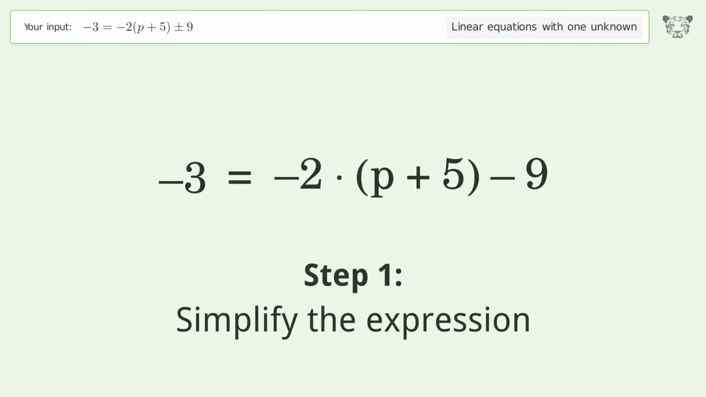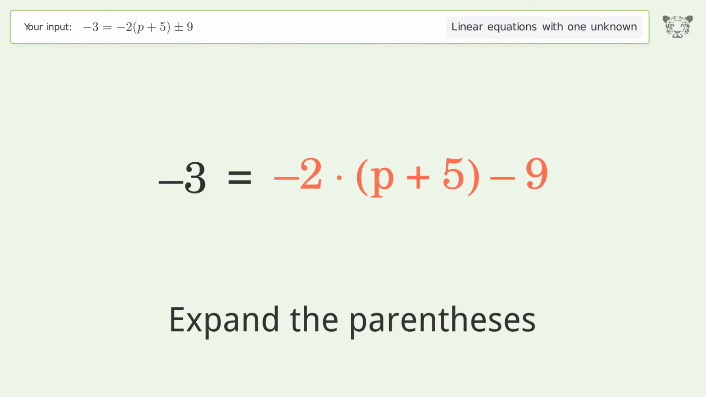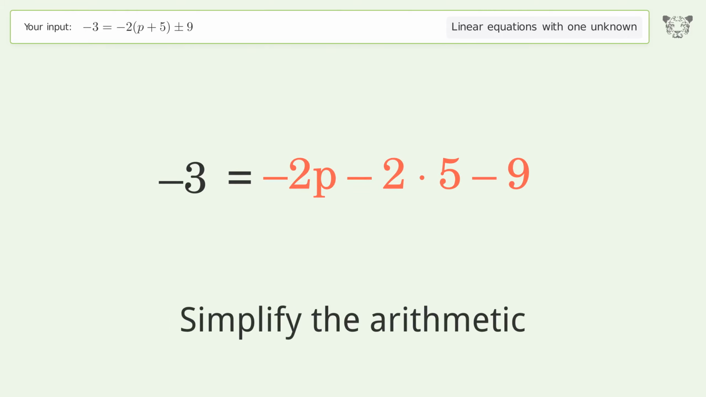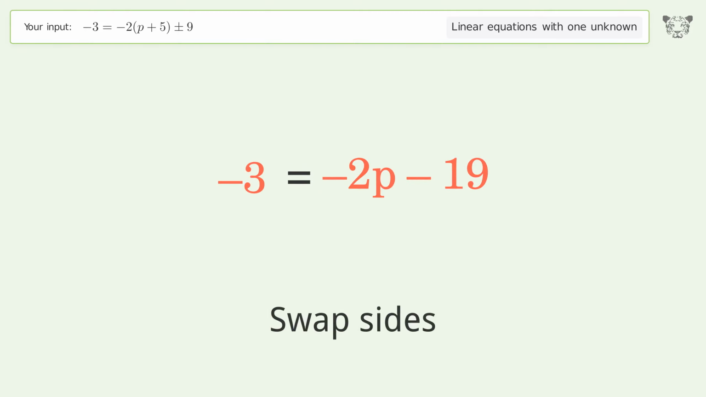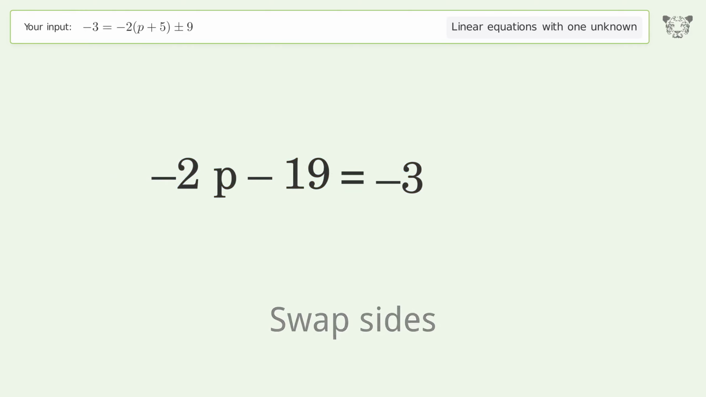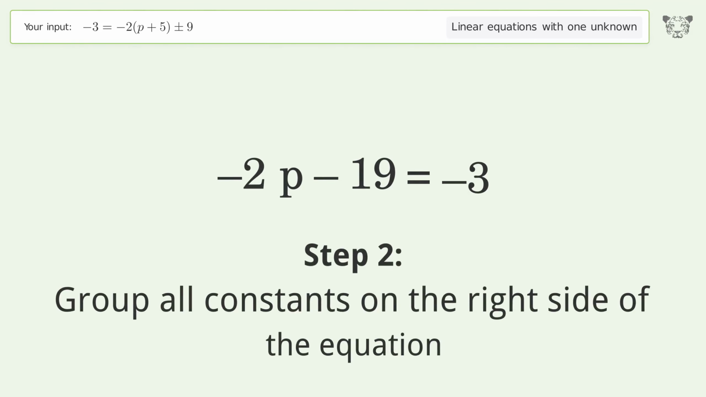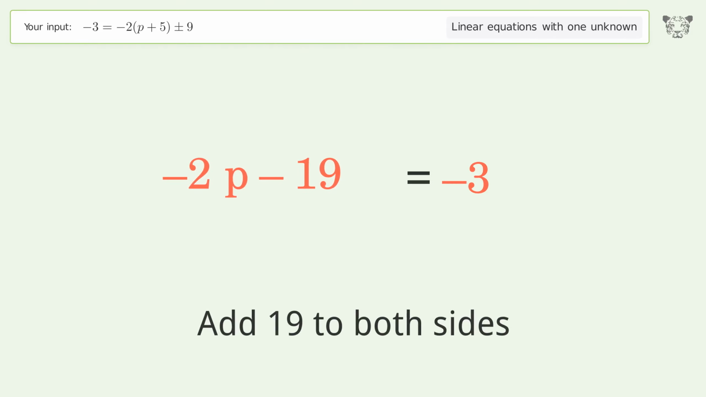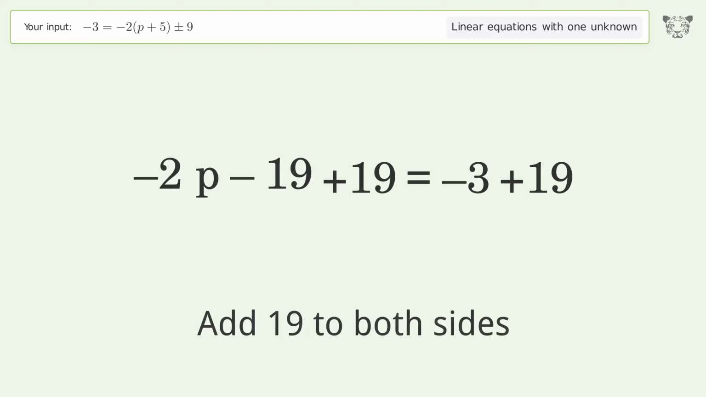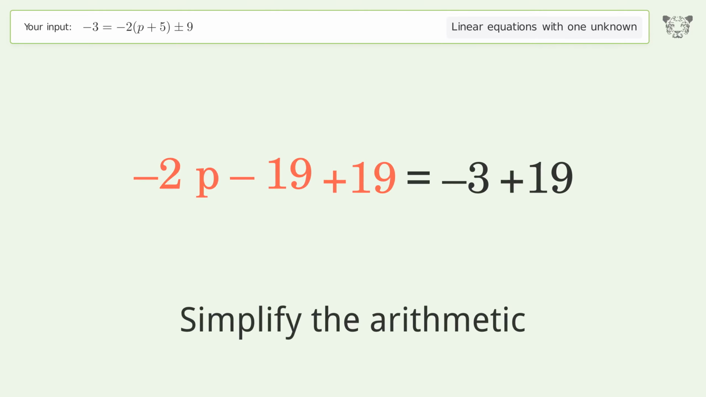Simplify the expression. Expand the parentheses. Simplify the arithmetic. Swap sides. Group all constants on the right side of the equation. Add 19 to both sides. Simplify the arithmetic.